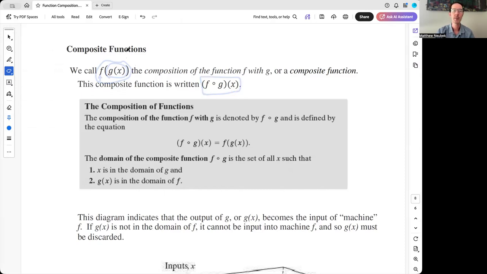Now, class, please tell me which function is inside which? Is G inside of F or is F inside of G? G is inside of F. That's correct. You can literally see it, right? G is sort of wrapped up inside of F.